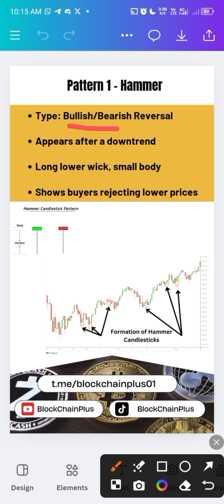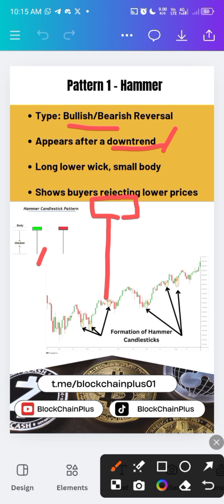And then how do they appear? Most of the time they appear after a downward or an upward trend. Now, how do you spot them in the market? You spot them by seeing a very long wick and then a small body, just like your hammer, or your name. Understand?